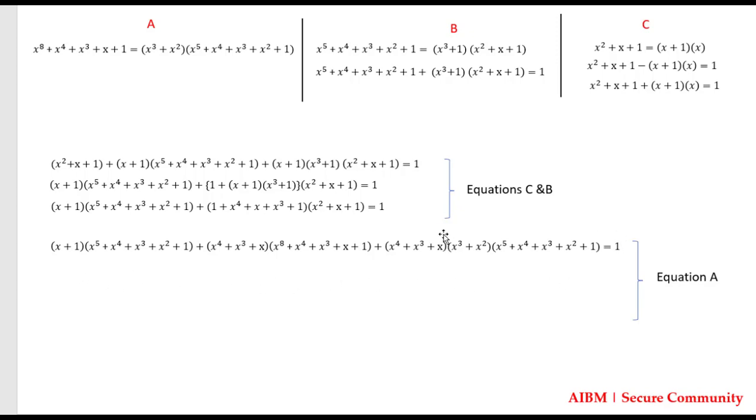It's a big operation and a big equation, so let's do some reducing for these equations. (x^4 plus x^3 plus x) multiply with (x^8 plus x^4 plus x^3 plus x plus 1), plus, we will take this side and this side, plus square bracket (x plus 1 plus x^4 plus x^3 plus x) multiply with (x^3 plus x^2) and close the square bracket, multiply with (x^5 plus x^4 plus x^3 plus x^2 plus 1) equal 1.